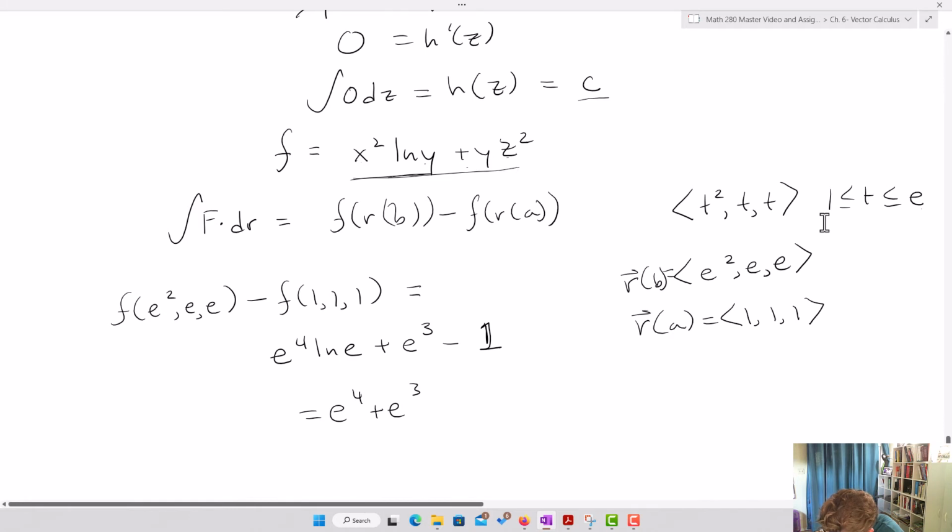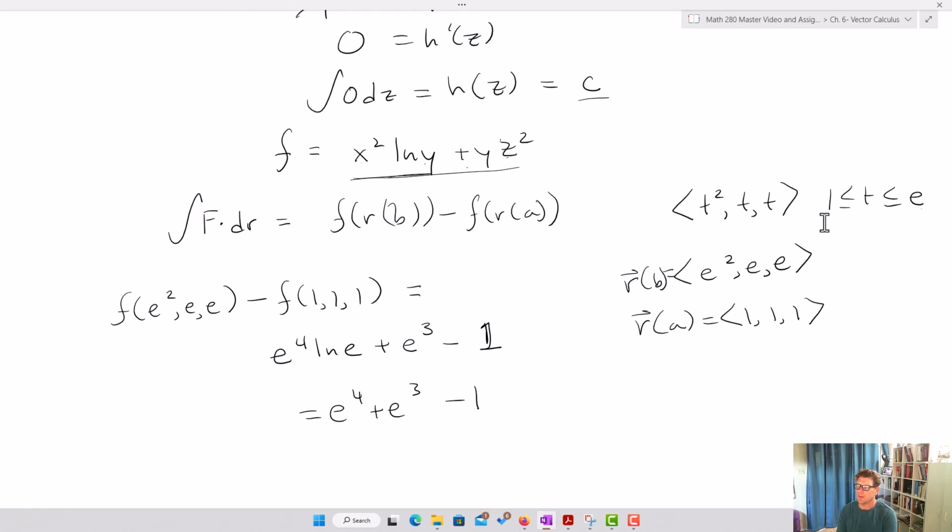which is equal to e to the 4th plus e cubed minus 1. Which ends up being, I know it seems like a lot, but it ends up being a lot easier and a lot simpler than actually going out and finding the line integral. Okay, so since we had the conservative vector field, we could go out and find our potential function, and then once I found my potential function, all I needed to do is evaluate my parameterization at its endpoints, plug those into the function, and then evaluate that.